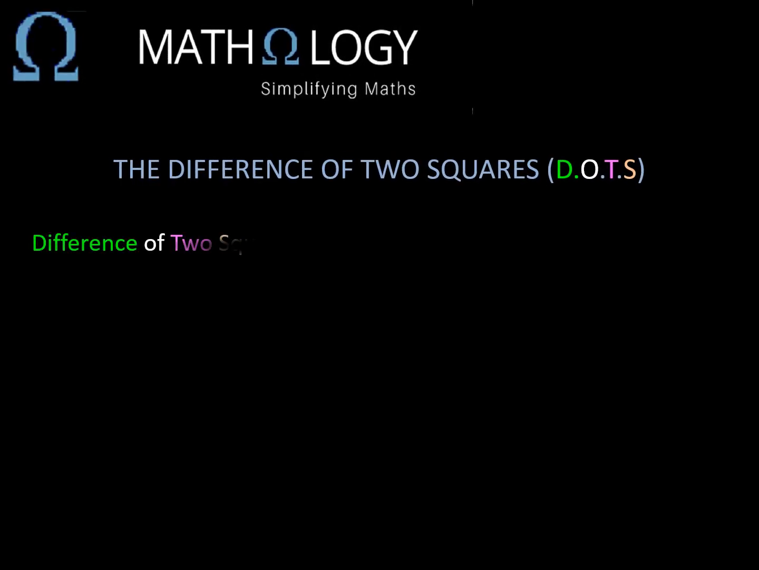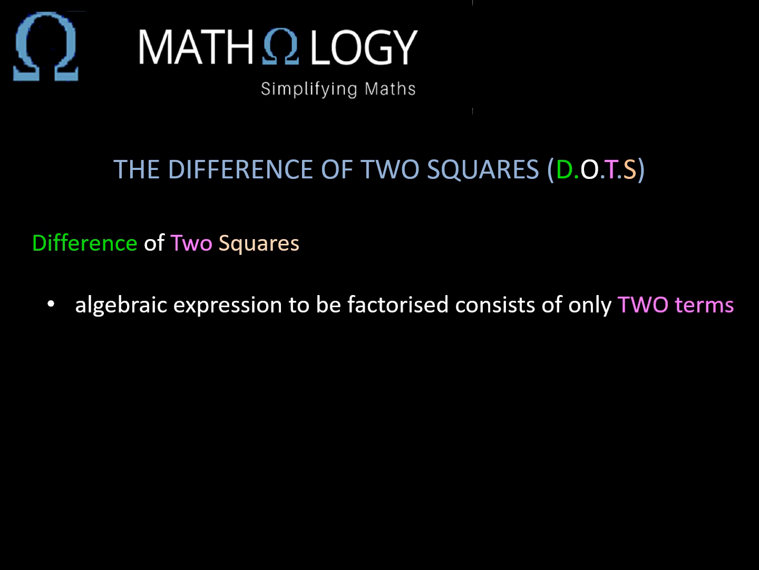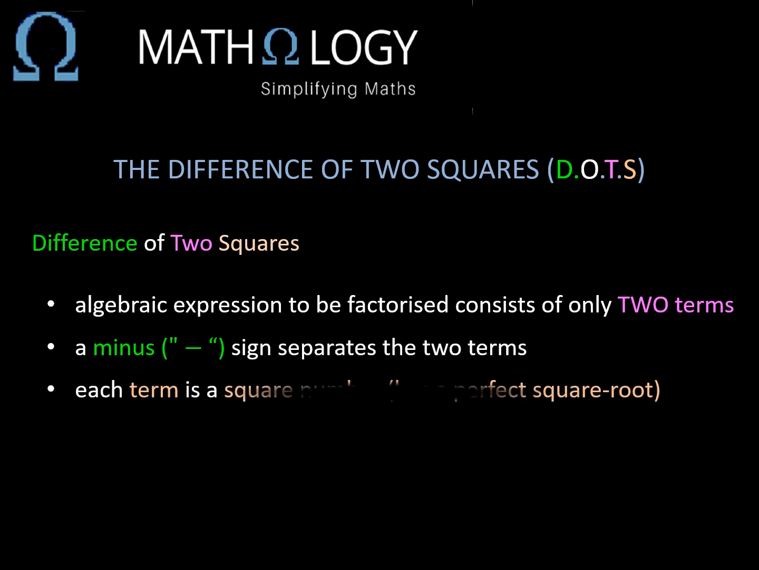As the name suggests, the difference of two squares implies that the algebraic expression to be factorized consists of only two terms. The two terms are separated by a minus sign. And each of the terms is a square number. In other words, both terms have a perfect square root.